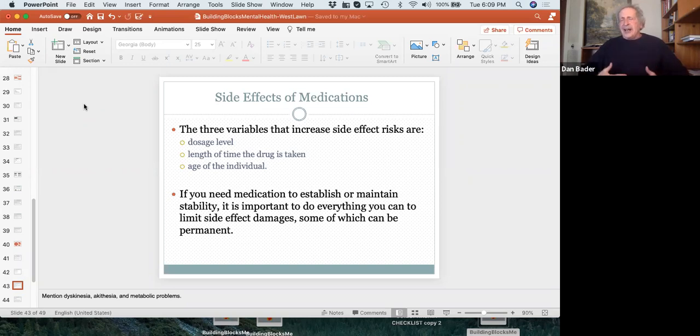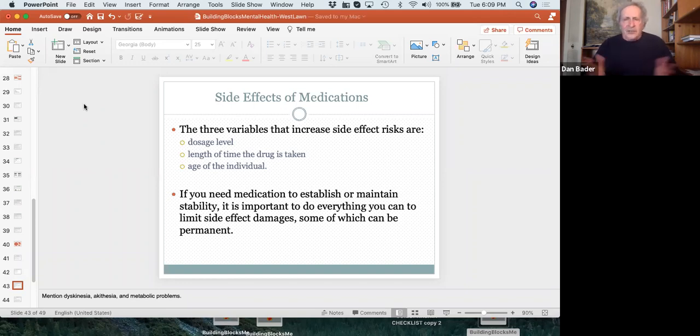The length of time the drug is taken. This is important for people to realize, that the longer you take a drug, just like if you're a relatively heavy drinker, people could define that in different ways, the longer it goes on, the more likely you're going to have medical problems that you're not going to be happy with. Likewise with smoking cigarettes. It's the same thing with these drugs. The longer it's taken, the more in jeopardy you are of side effect problems.